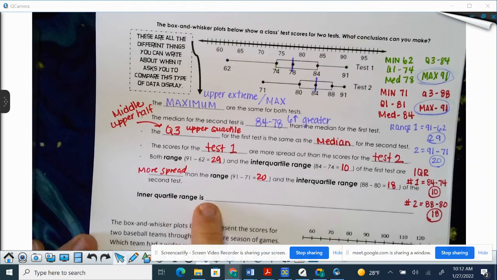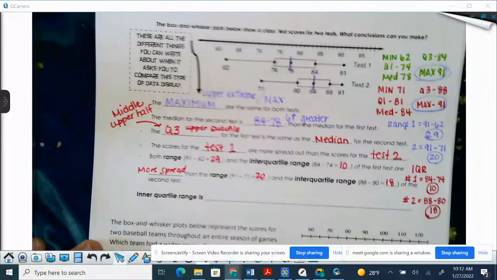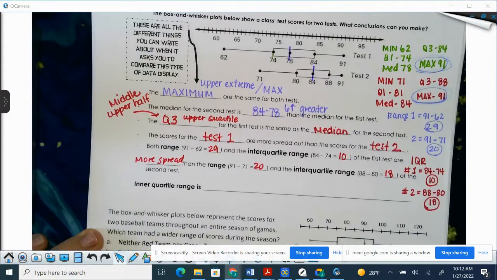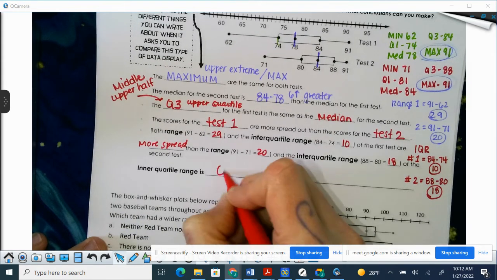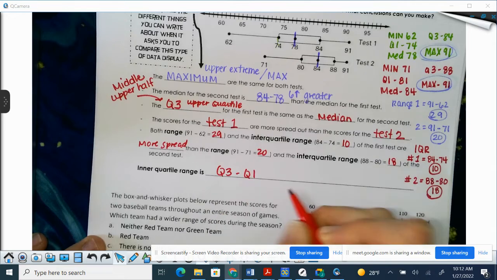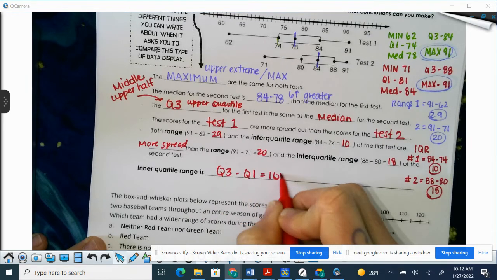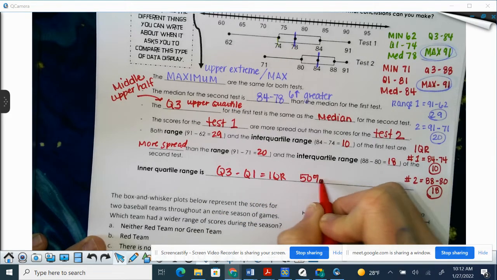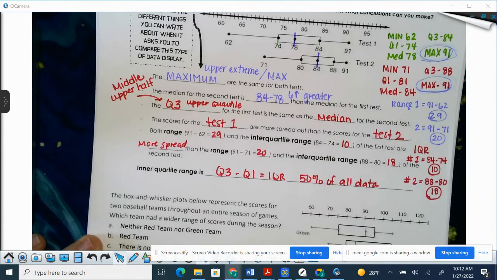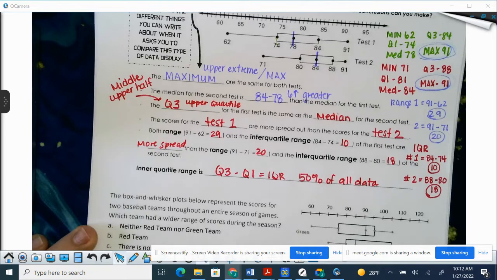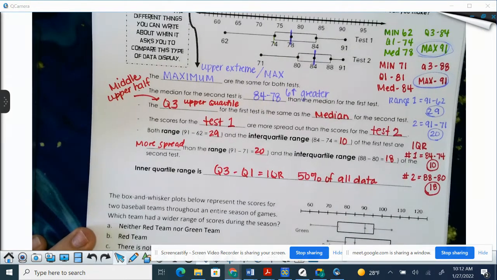Interquartile range is, and that's just calling out vocabulary again, because like I mentioned, I think that might be one of the only portions of this that should be new. So that's Q3 minus Q1 equals IQR. And that is 50% of all data, because that's that whole box in the middle of your box and whisker. So 50% of all the data is within your IQR.